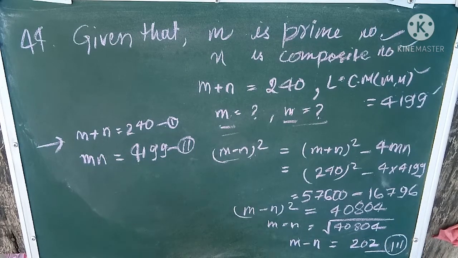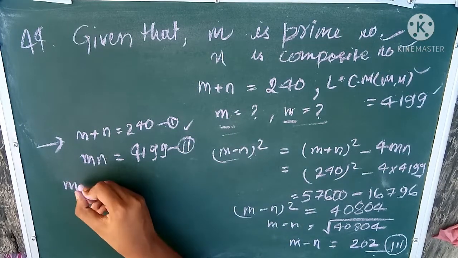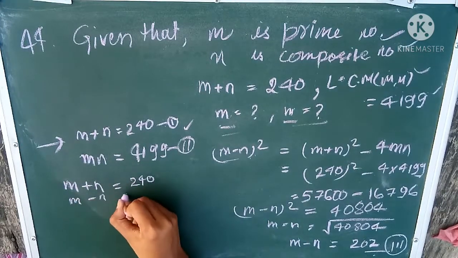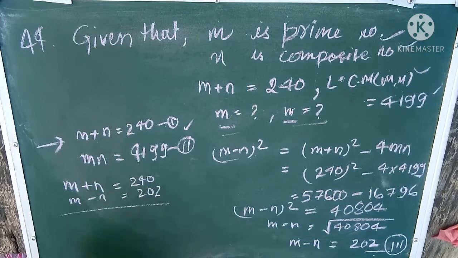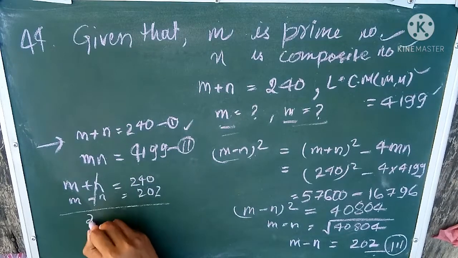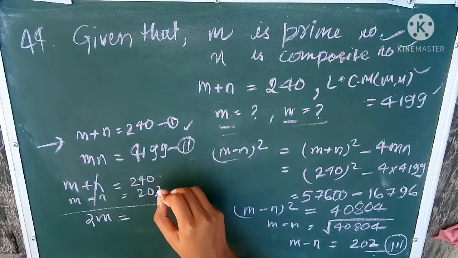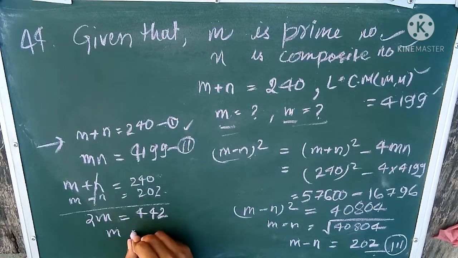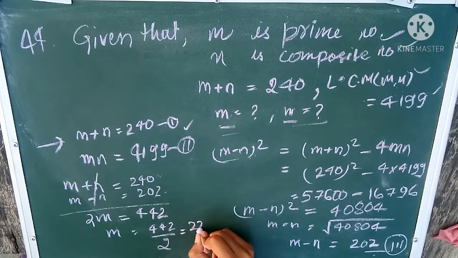So now you can easily find the value of m and n using these equations. Here we have m plus n and here we have m minus n. So we will add these two equations. m plus n equals 240, m minus n equals 202. When we add these, we can see n is cancelled. We have 2m equals 240 plus 202, which is 442. And now m equals 442 divided by 2, which is equal to 221.